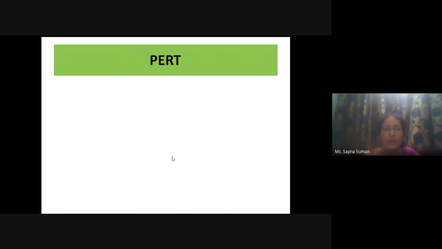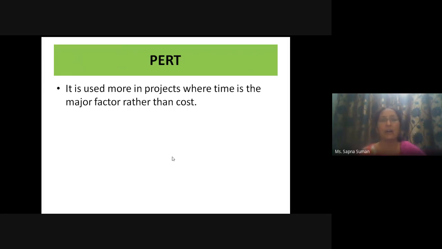But please do remember that this technique is used for large scale projects. And here, the time factor is important. Cost factor is not important.